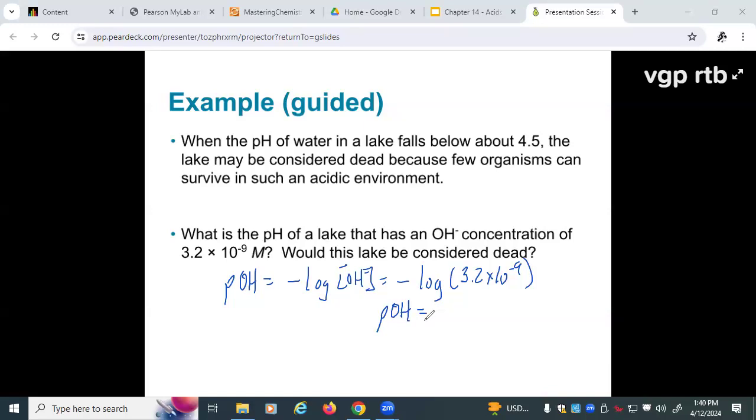So the log of 3.2 times 10 to the negative 9th is 8.49. There's my pOH.